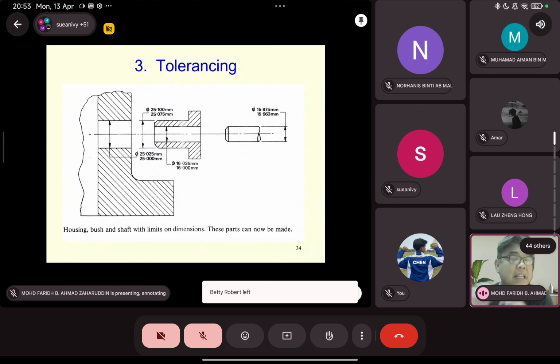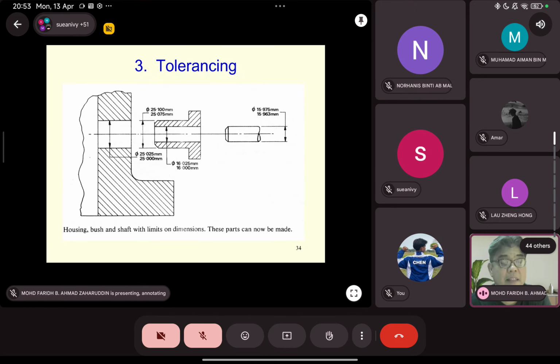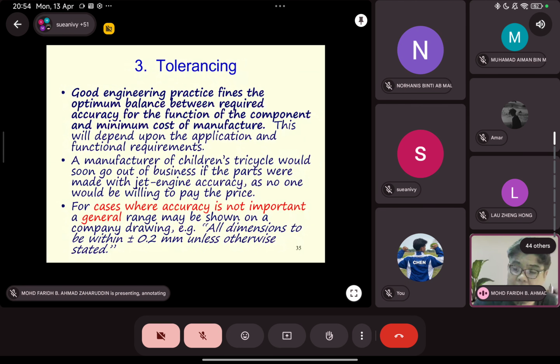Please be reminded that in this topic, limits and fit, there is a standard. The dimension does not come from us. It is what we call a match between holes and shafts following the BS 4500. Later there will be a slide about that. Don't confuse. Now, tolerancing is being used.